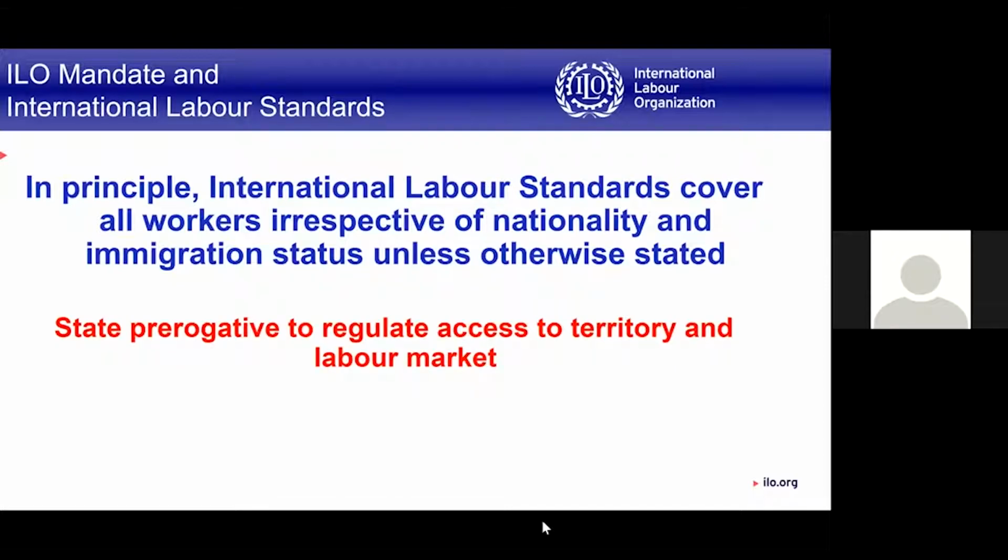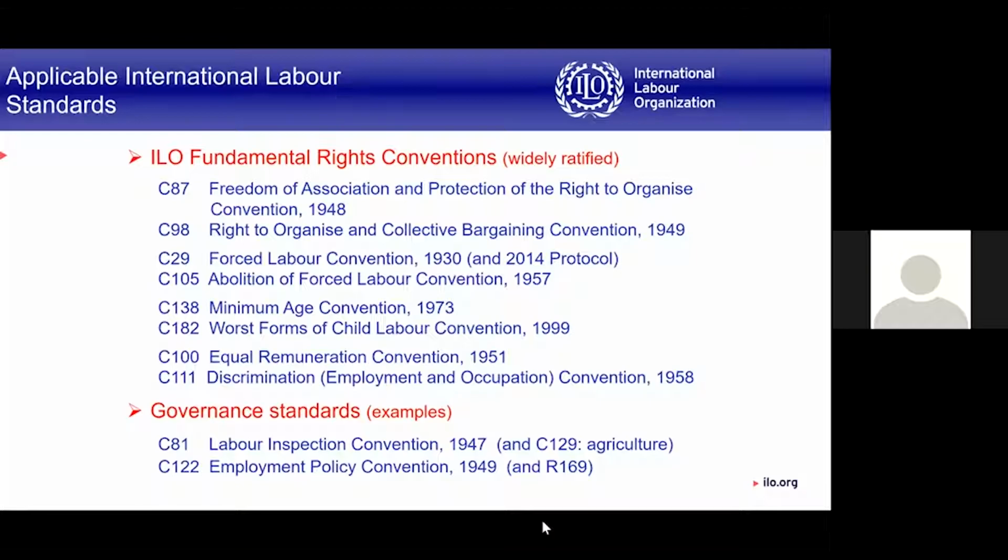So as we pointed out that the ILS are applied to all the labor migrants, we see which ones in particular. So all ILO Fundamental Rights Conventions, even if they're not ratified by the ILO members, because the fact of belonging to ILO implies implicit acceptance of these fundamental rights conventions. So no need for ratifications for these principles to be complied with by the member states.